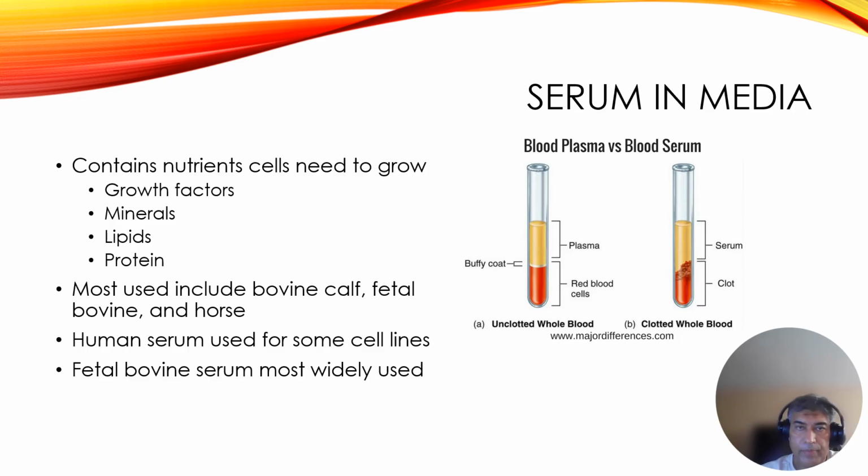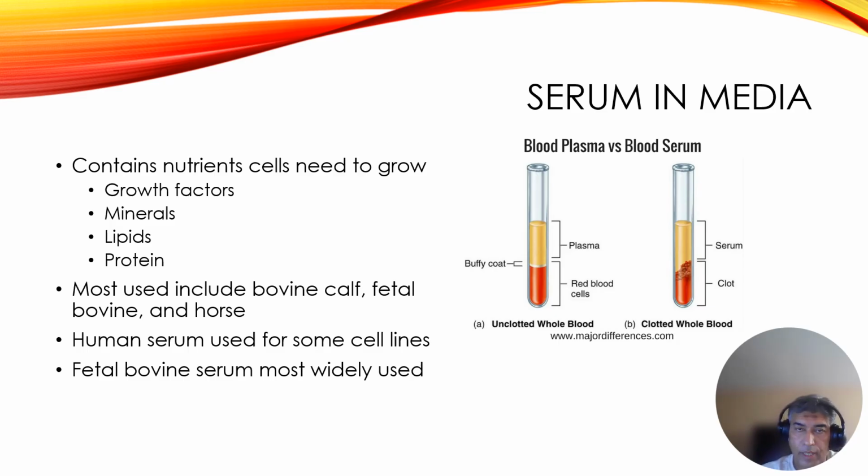Why do we need serum in media? Serum contains nutrients cells need to grow: growth factors, minerals, lipids, and protein. Most used include bovine calf, fetal bovine, and horse serum. Human serum is used for some cell lines. Fetal bovine serum is the most widely used.